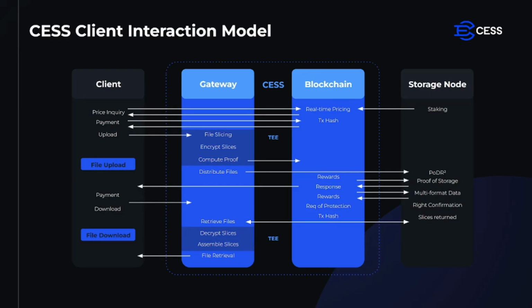Next, the user uploads their data via the gateway. The data is sliced into multiple pieces and encrypted. Each piece has proof computed, and these pieces are distributed to different storage nodes, completing the upload process.